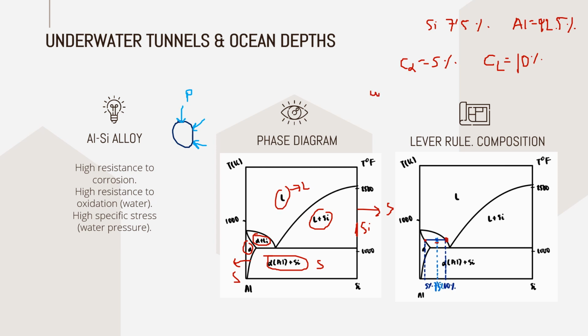So if we want to express the weight fraction, for example, of liquid in this case, we just have to divide this green section that I'm drawing over here, over the whole length that I will draw in purple over this length. So this will be similar to 7.5 minus 5 over 10 minus 5. And that would be the percentage of liquid.